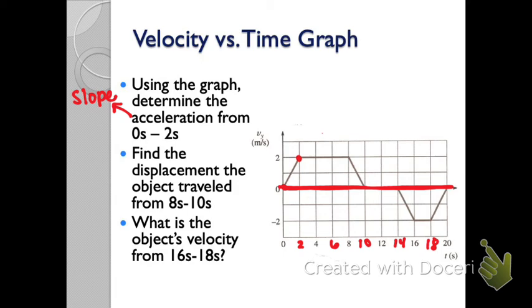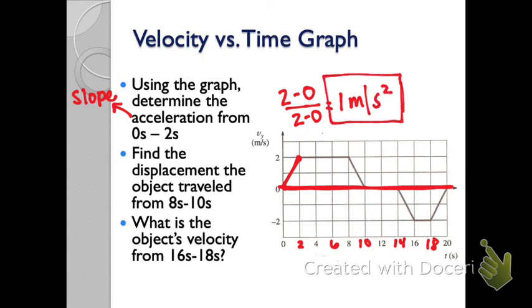So from 0 to 2 seconds means I'm trying to find this slope right here. To calculate my slope, I'm going to say that I went up 2 and over 2, right? And so that means my slope is 1 meter per second squared. We feel comfortable with calculating that? I knew the x-axis because of this one. I only went one box, but that one box represented 2 seconds. Okay, do we feel okay about that?